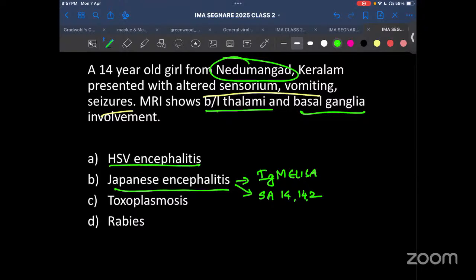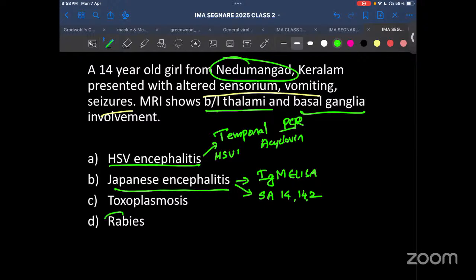Now see here, this is HSV encephalitis. Okay, HSV encephalitis, temporal lobe is affected. So if the MRI shows temporal lobe affection, then that is HSV encephalitis caused by HSV1. Okay. Now how do we treat HSV1? We treat by acyclovir. Okay, and the diagnosis is by PCR, HSV PCR. Okay. And there is no vaccine that is available for HSV.